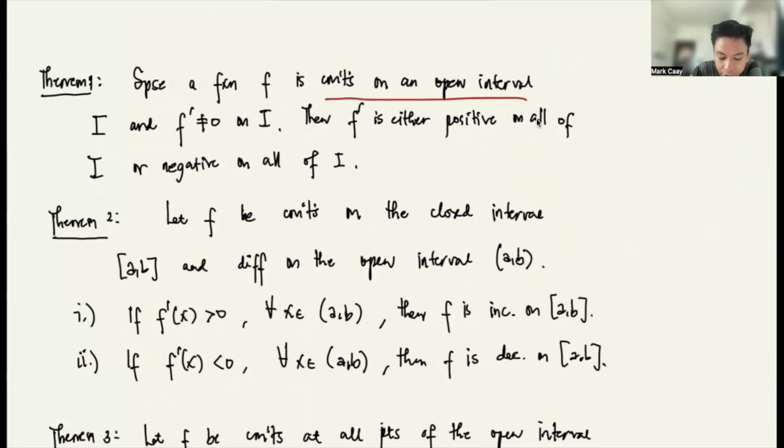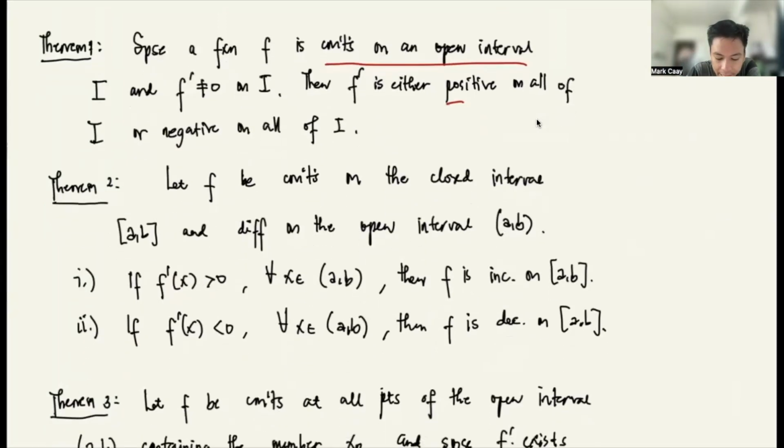Your open interval here is denoted by I, and the f prime. So ibig sabihin, if f prime is not 0 on I, then f prime is either positive on all of I or negative on all of I. Okay, so ibig sabihin, dahil hindi siya mag-zero, so it's either positive or negative siya.